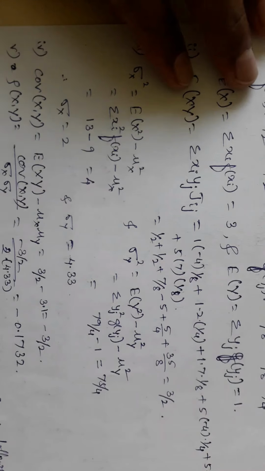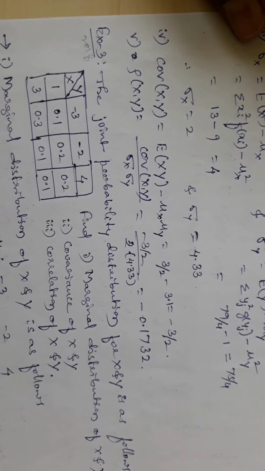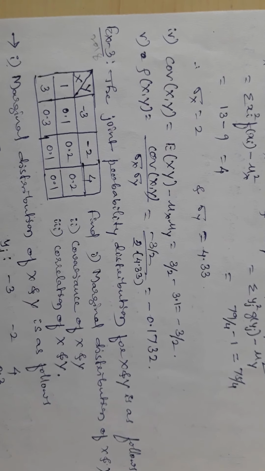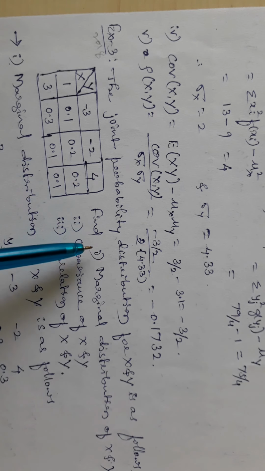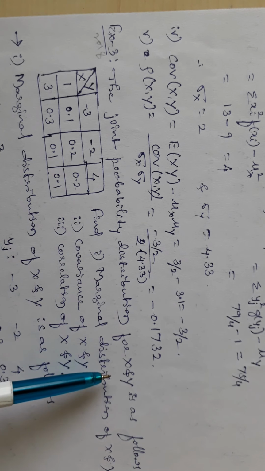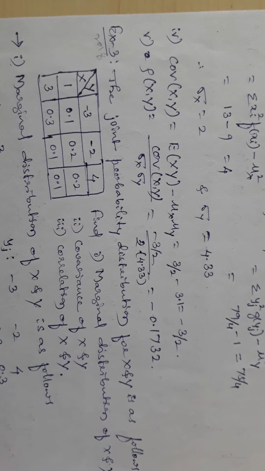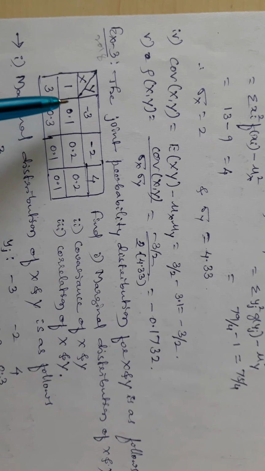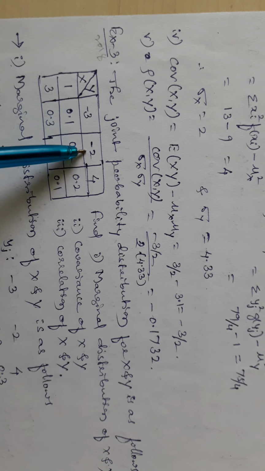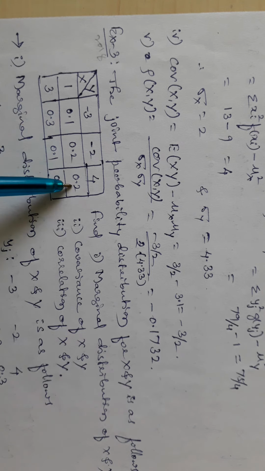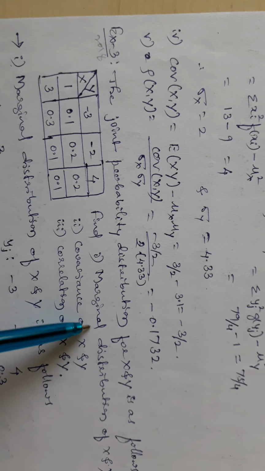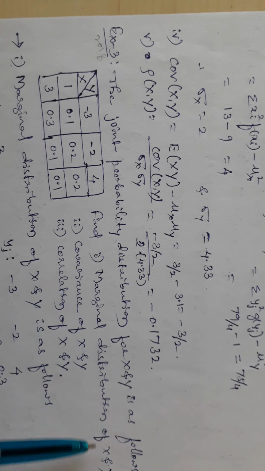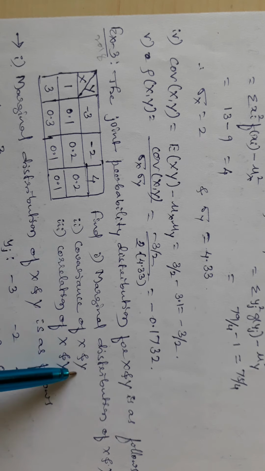Now we consider one more example. The joint probability distribution for x and y is as follows: x values 1, 3; y values minus 3, minus 2, 4; and its probability values are given as 0.1, 0.2, 0.2, 0.3, 0.1, 0.1. Find the marginal distribution of x and y, the covariance of x and y, and the correlation of x and y.